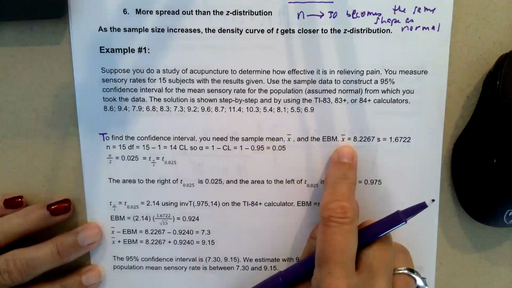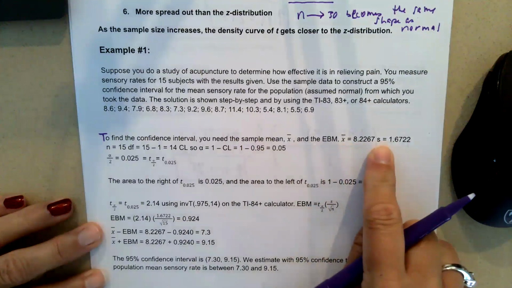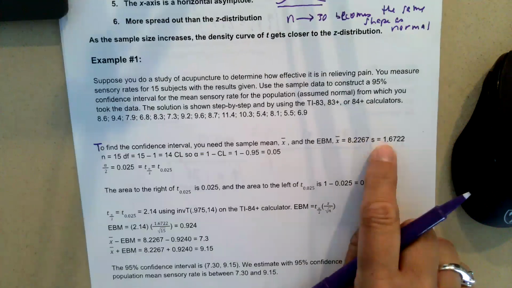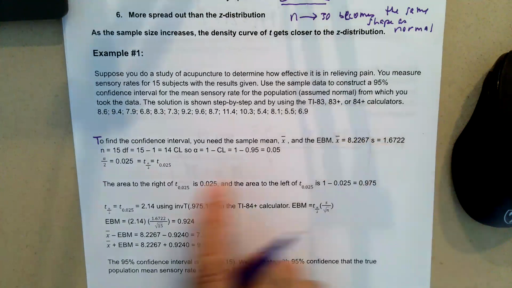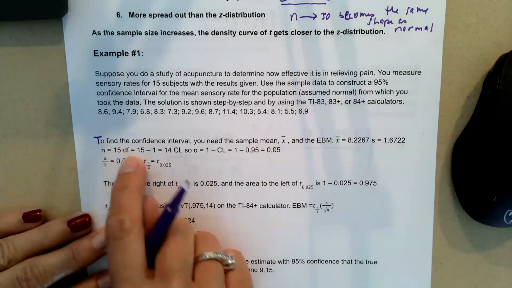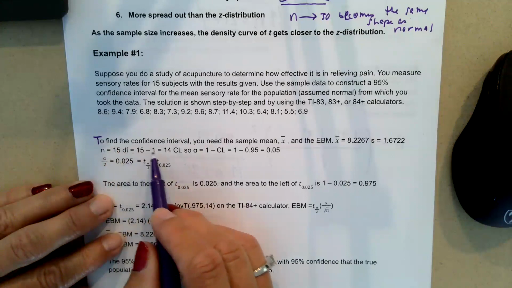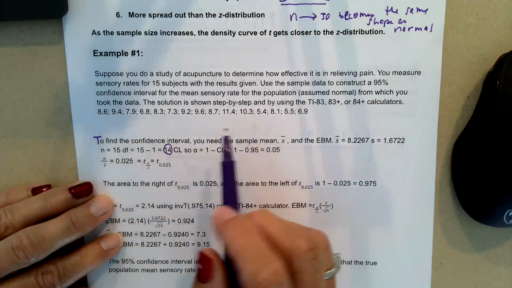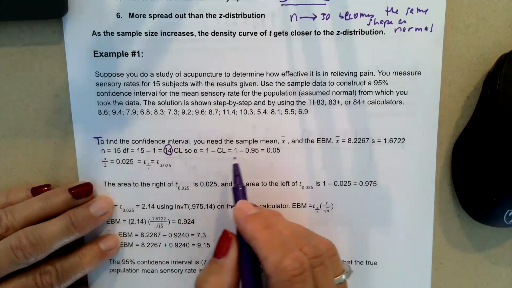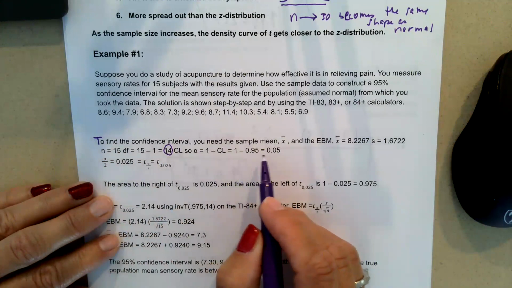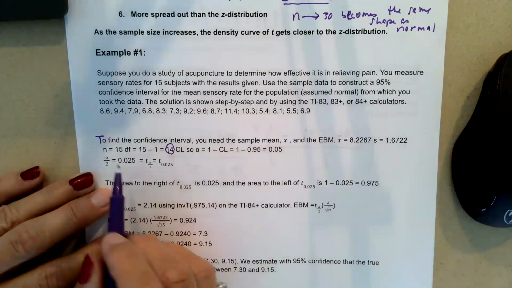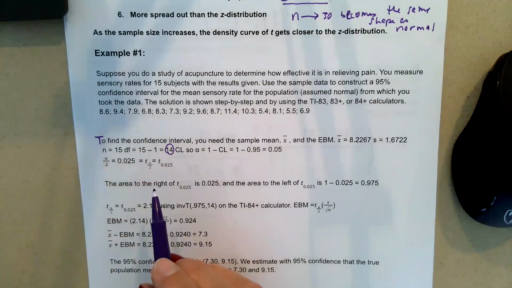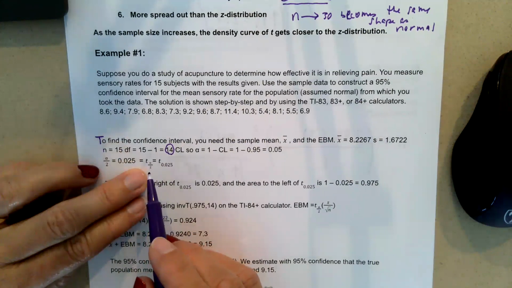Our sample mean is 8.2267. Our sample standard deviation is 1.672. We have to find both of those now because we're not given the standard deviation any longer. Our sample size is 15, so our degrees of freedom is 15 minus 1 or 14. Our confidence level is 95, so our alpha is 1 minus 0.95 or 0.05, and our alpha divided by 2 is 0.025. So now we need to find t of alpha divided by 2.